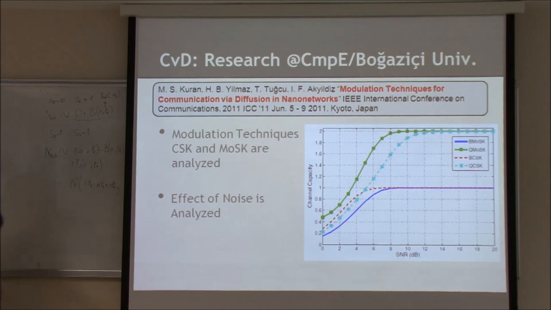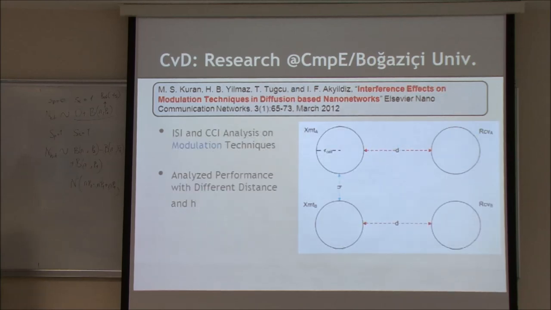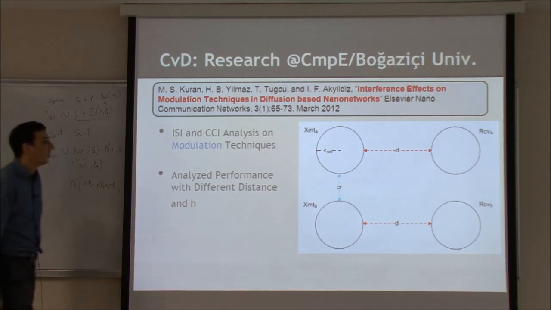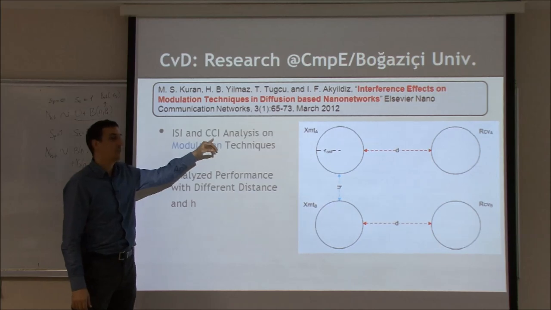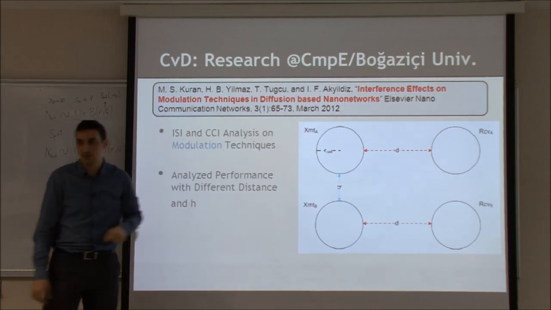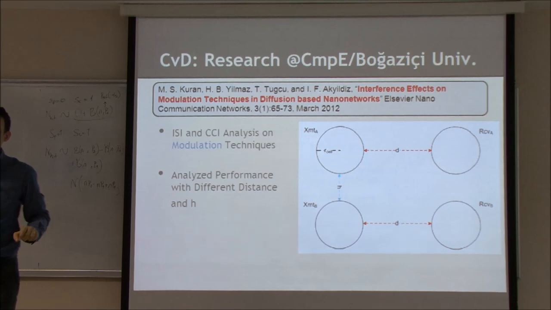So the effect of noise is also analyzed in this work. We see some performance figures, channel capacity versus SNR. In this work, we again analyze the co-channel interference and also inter-symbol interference. What is inter-symbol interference?